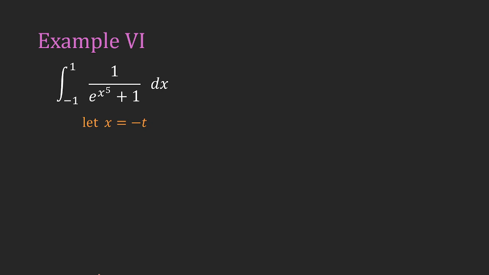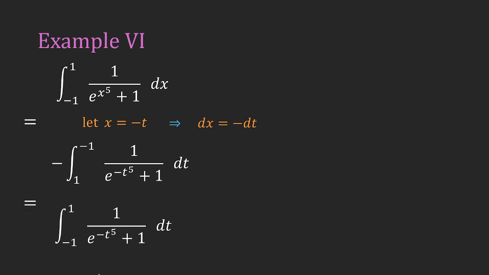If I let x equal -t, that means that dx is going to be negative dt. What about my bounds? Well, if I plug in -1 for x, t is going to be +1. And if I plug in +1 for x, t is going to be -1. So this means my bounds just switch, and then I get a -1 outside there from the differential. And using that negative sign, we can actually swap the bounds back to regular, like so. And so now you see that we have a very, very similar integral.